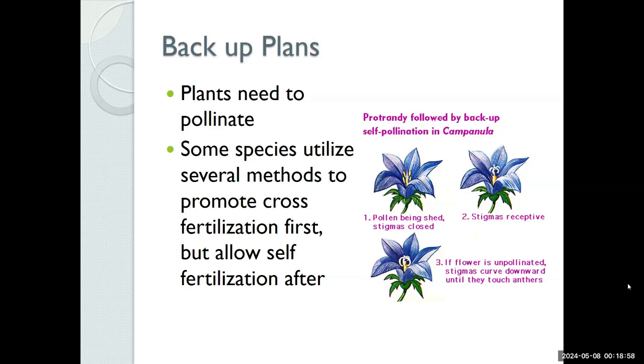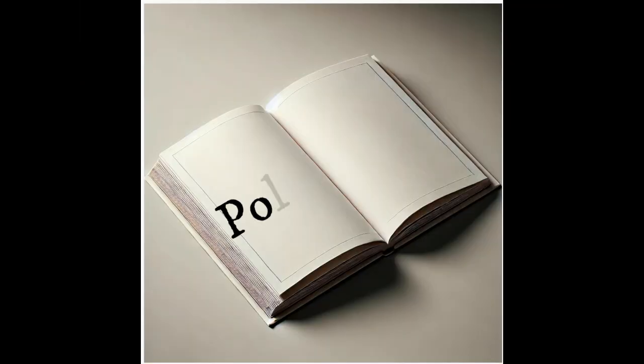The male bits are ready first. The pollen is being shed. The hope is that an insect will land and take that pollen to another flower. Then the stigmas become receptive, and if they do not receive pollen from a subsequent visit by the insect, the stigma's petals will dip down and eventually touch the male bits below them. Only as a final resort, this flower would self-pollinate.